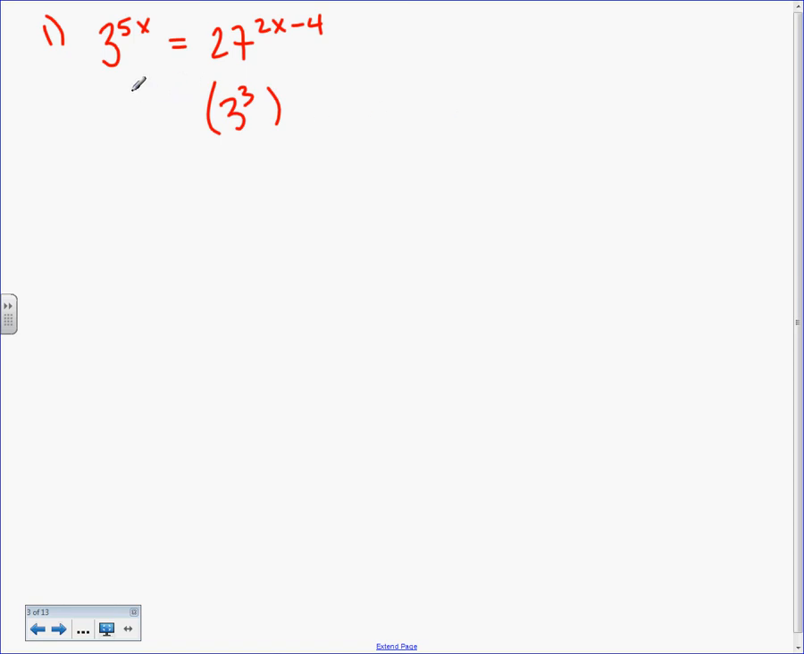Okay, I still have 3 to the 5x. And I still have this 2x minus 4. Everything else is the same. I haven't actually changed the problem. I just kind of changed the way it looks. Okay?